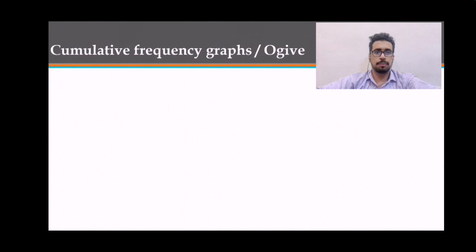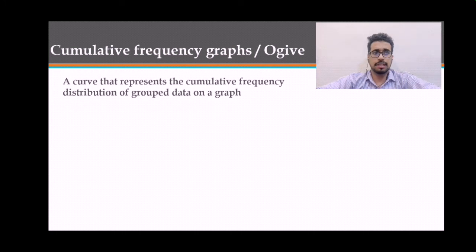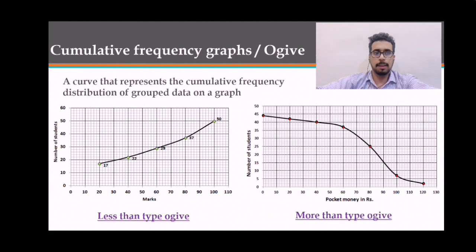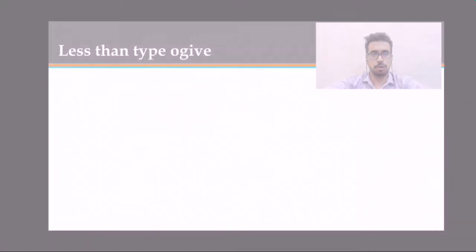Moving on to our next concept called cumulative frequency graphs, or just call it an ogive. These ogives are basically plots of cumulative frequency on the y-axis and the limits on the x-axis. There are two types of ogives, namely less than type ogive and more than type ogive. In the less than type ogive, the upper limits are considered on the x-axis, and in the more than type ogive, lower limits are considered on the x-axis.